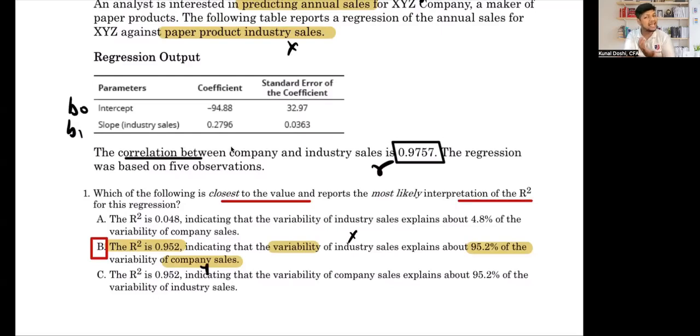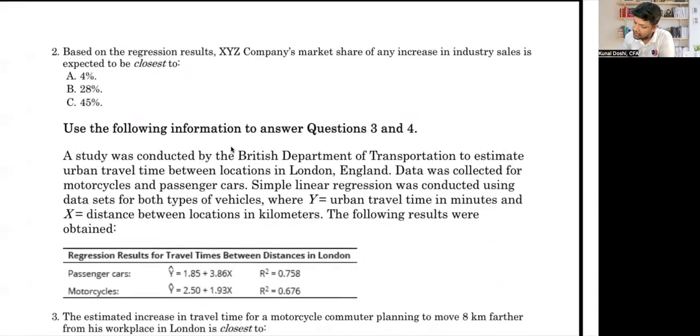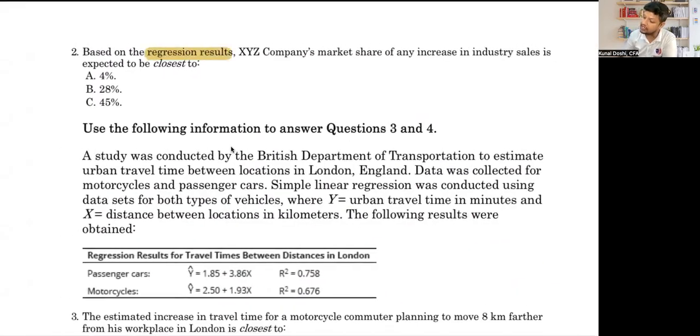Don't worry, they'll rarely ask any calculation. They'll mostly make you do the interpretation. Clear? Now, guys, can you make an equation? What will be the equation here? How will you make up an equation here? Let's see. They have said based on the regression results, the company's market share of any increase in industry sales is expected to be closest to. How much will be the increase in the company's market share?